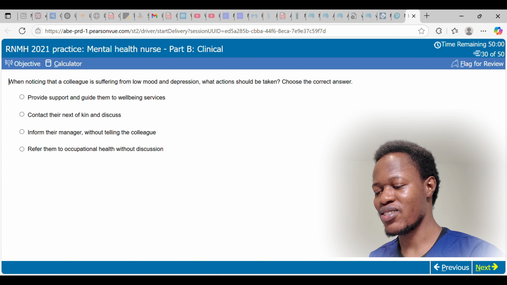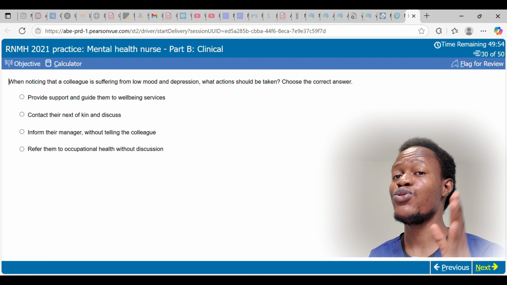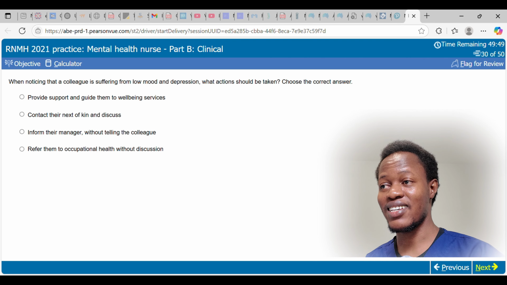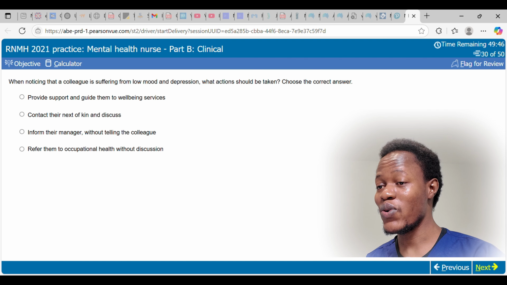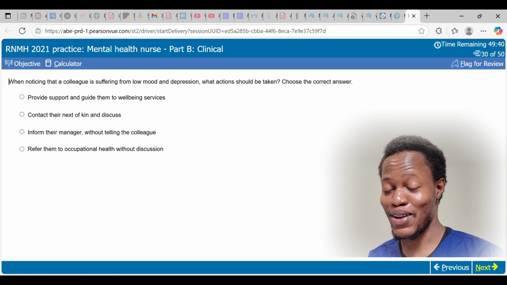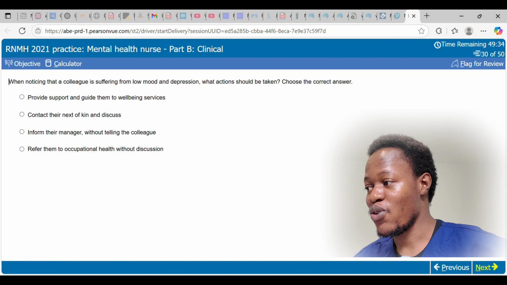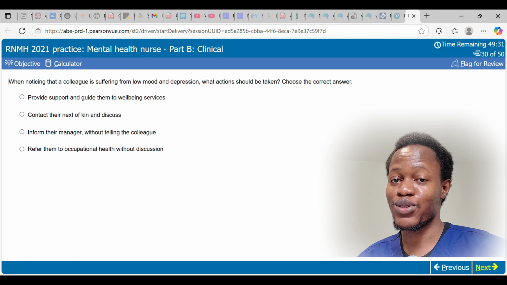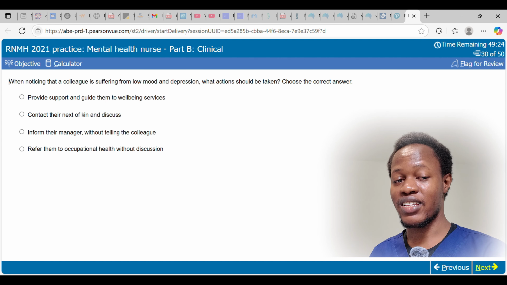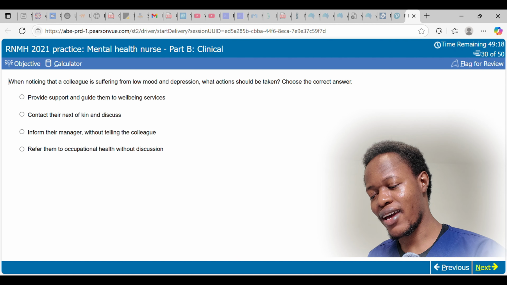When noticing that a colleague is suffering from low mood and depression, what actions should be taken? Choose the correct answer. So the first thing you are supposed to do is to make sure you speak to them first. You see what is wrong with them and see how you could probably help them in some way. You don't just go ahead and report, which unfortunately does happen. Most people will just go and report you once they see you are in a low mood, or if they ask you what's wrong and you open up to them, they just go ahead and report you to the management. I don't know about the NHS because I've never worked in the NHS, but I know these kinds of things happen in care homes.